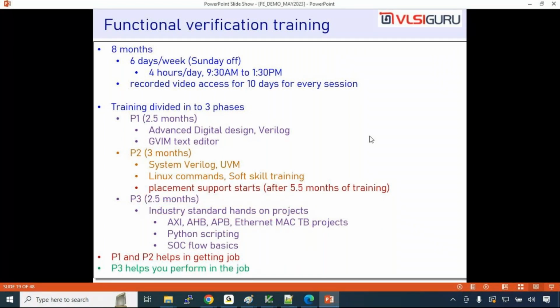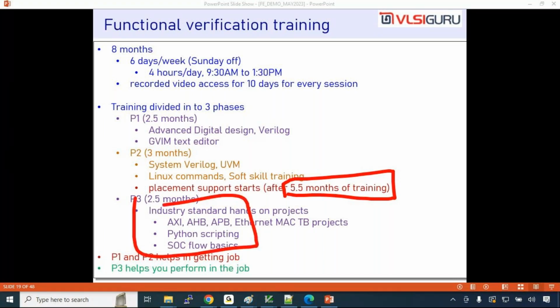The good part here is that as soon as you are done with it, you will start applying for the jobs. Even if you get a job during this time, you can switch to a weekends only mode of training.